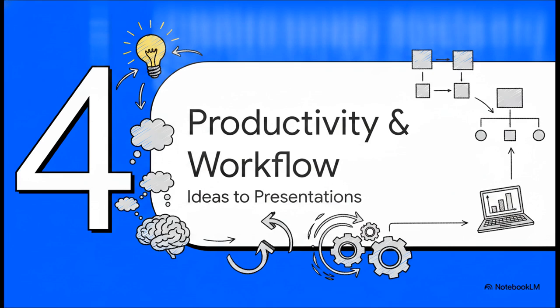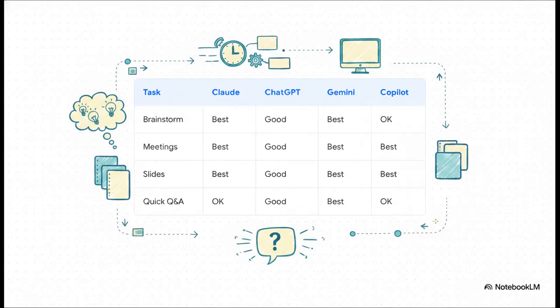Let's shift gears to Section 4, Daily Productivity and Workflow, going from brainstorming all the way to presentations. These are those rapid-fire daily tasks that keep the workday moving. We have to move swiftly here because productivity is all about speed and integration. For brainstorming, meeting prep, and presentations, the ecosystem surrounding the AI matters just as much as the model itself. It's really about where the tool is physically located while you work.